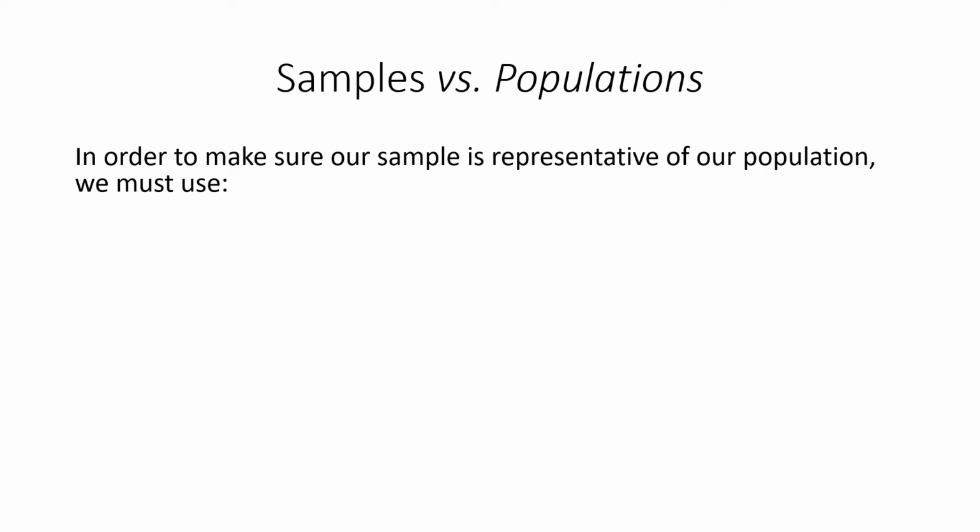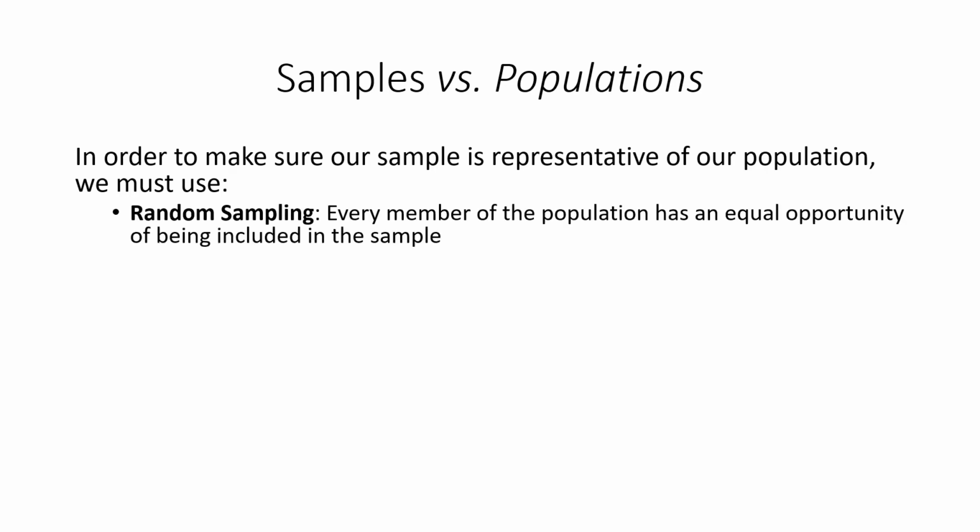So in order to make sure our sample is representative of our population, first we have to use random sampling. Every member of the population should have an equal opportunity of being included in the sample. As I already said, a lot of college and university research is done on university students, so every member of the population is not able to be part of that sample. In that case, the lack of random sampling would prevent you from making inferences about the population as a whole.